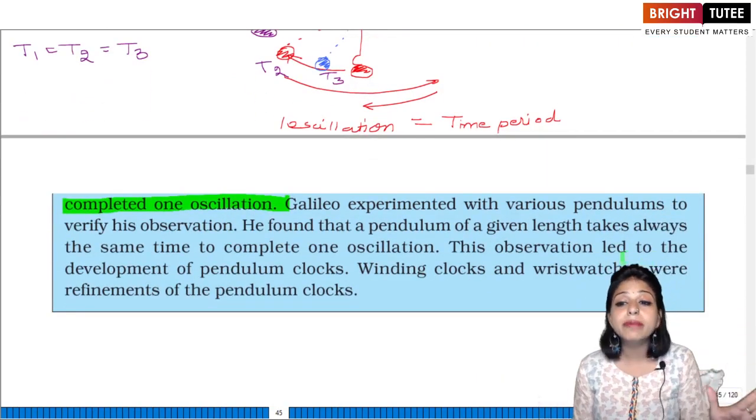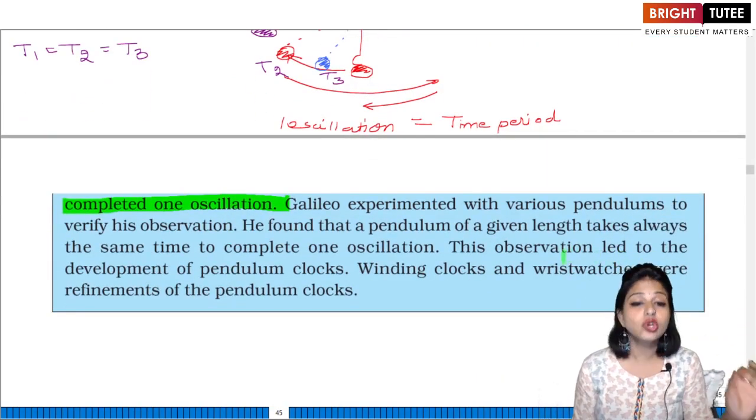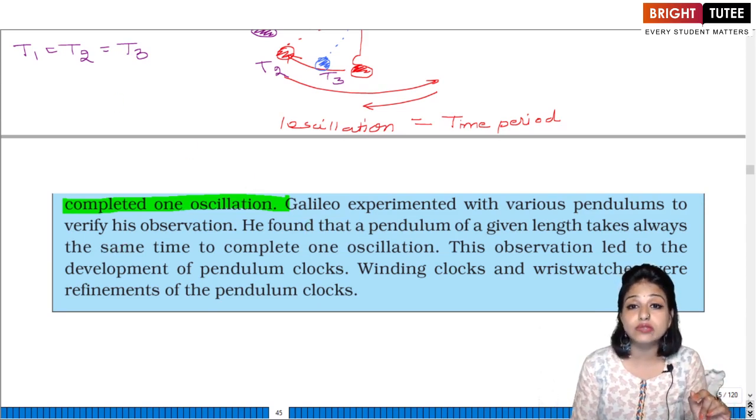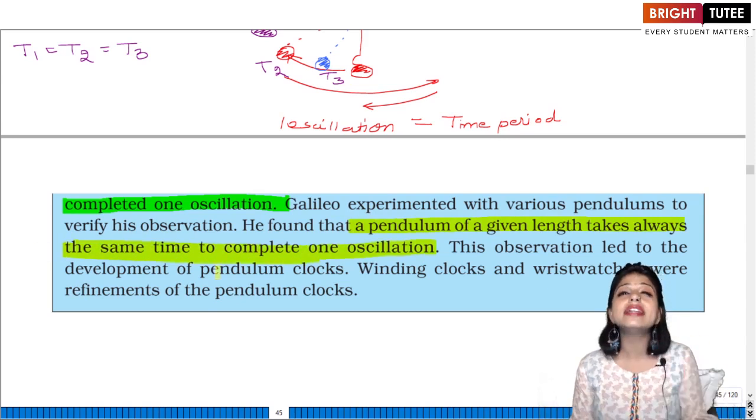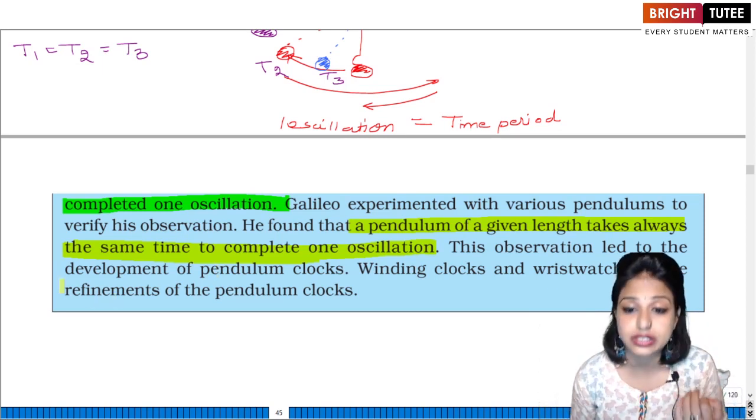Now, Galileo experimented with various pendulums to verify this observation. A lot of experiments he did. He found that a pendulum of a given length always takes the same time. So this was his observation, that a pendulum of a given length always takes the same time to complete one oscillation, irrespective of how much you disturb it.